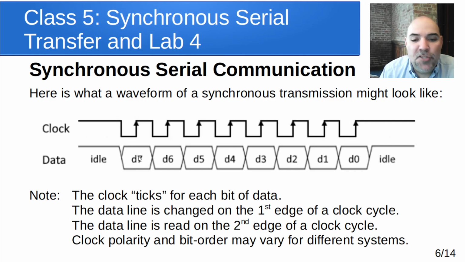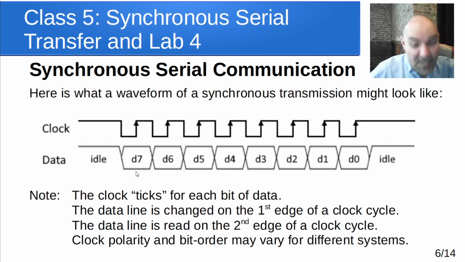And the data line is changed on the first edge of a clock cycle, meaning when the clock goes low, that's when the transmitter puts the data on the line. You can see that represented. Every time the clock is dropping low, these transitions without the arrow going up, the falling edge, that's when the transmitter is putting the data on the line. And then the receiver, when it sees the clock line go high, that rising edge, everywhere we have that arrow, that's where it looks at the line. Notice that that puts us right in the middle of that data bit. So the clock goes low, we put the data on the line, the clock ticks high, and we then read the line on the receiver.